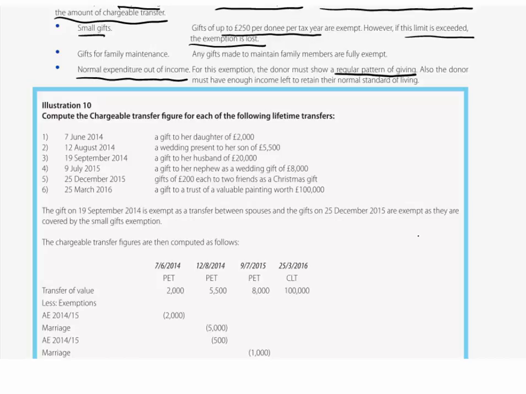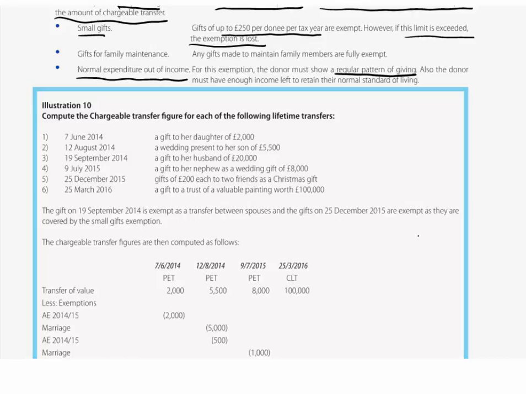So we need to label each and every lifetime transfer with one of three labels. If it was a transfer into a trust, it would be a CLT, I hope I hear you saying there. If it was a transfer to your spouse or civil partner, it would be exempt, I hope you're saying there. Everything else, of course, would be a PET. So let's have a look at what we've got and what we can glean from the first read through this list of transfers here made by the taxpayer.